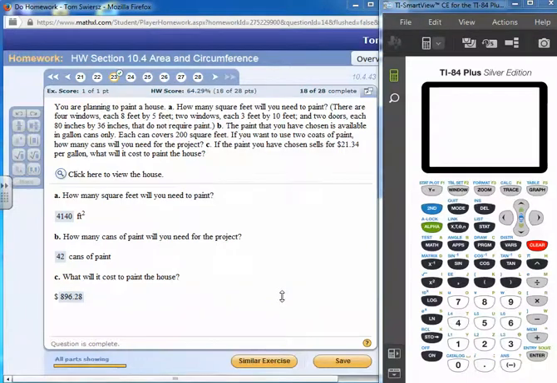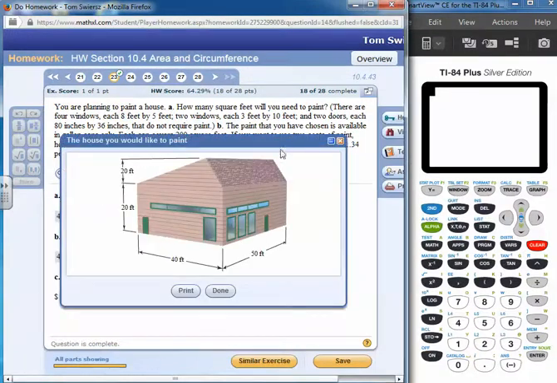Let's solve homework exercise number 23 from section 10.4. It states you are planning to paint a house. How many square feet will you need to paint? Click on this to view a picture of the house.